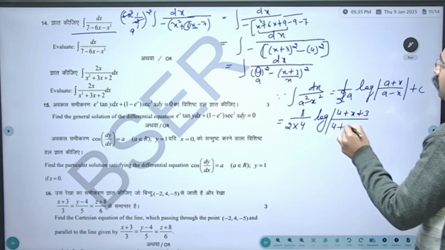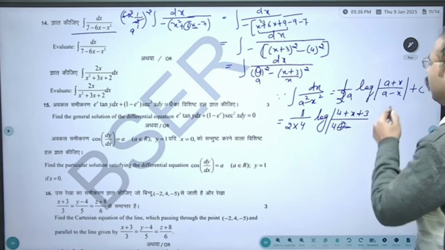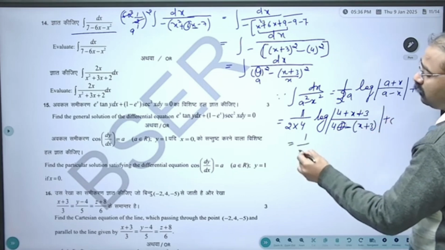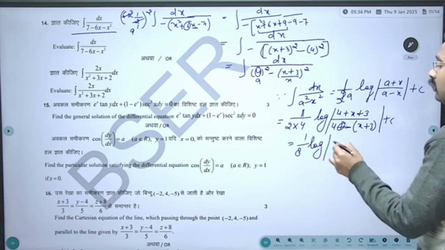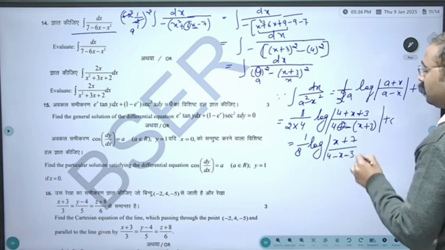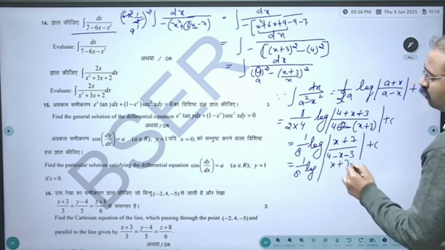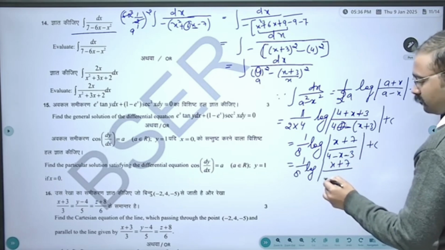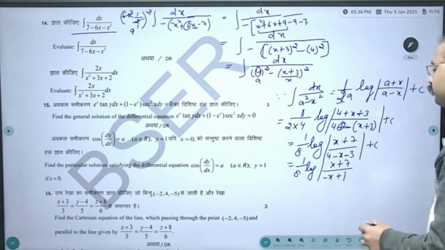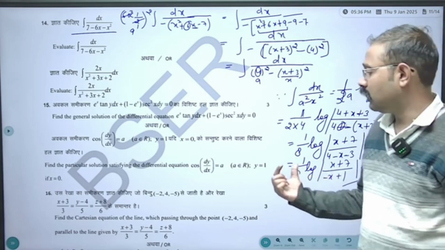Again 4 plus minus at the place of x, x plus 3 plus c 1 upon 8 log mod of x plus 7 upon 4 minus x minus 3 plus c 1 upon 8 log magnitude of x plus 7 upon minus x plus 1 plus c. Further we can simplify it just to match the answer of our book.